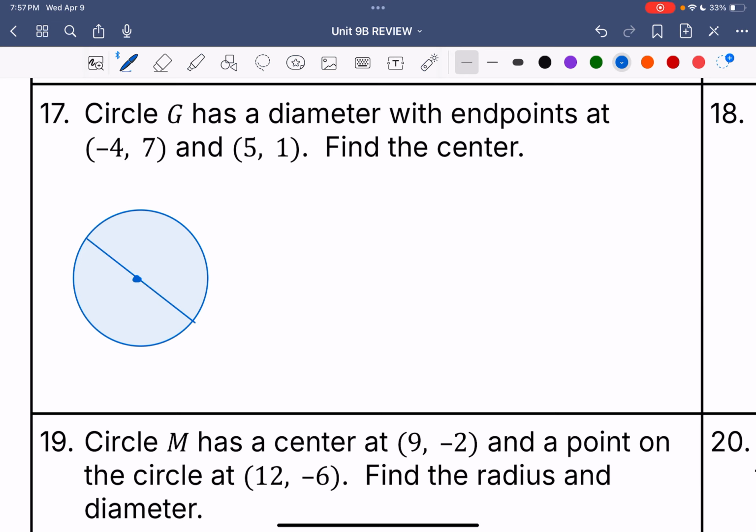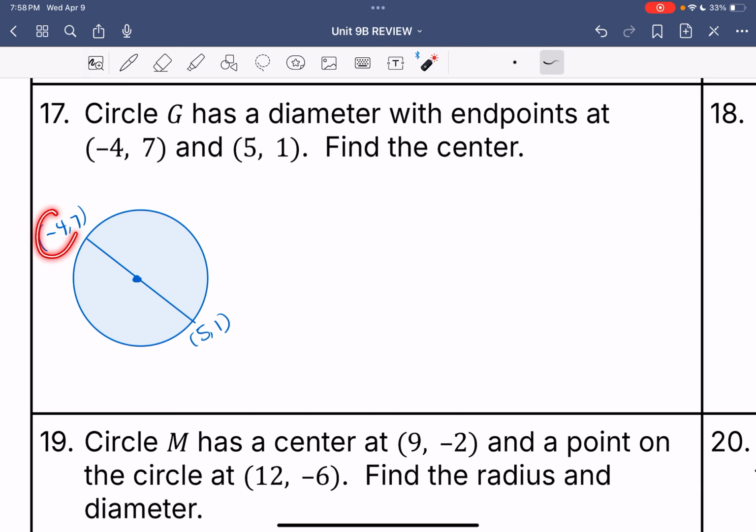So if that diameter has endpoints at, so the first one is at -4, 7. This would be our -4, 7. And then the other endpoint is at 5, 1. If I want to find the center, I just need to find halfway between those 2 points.